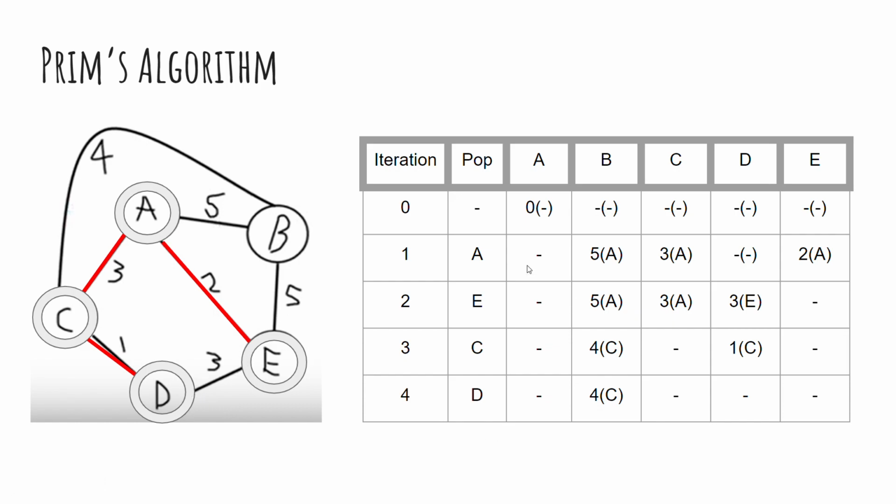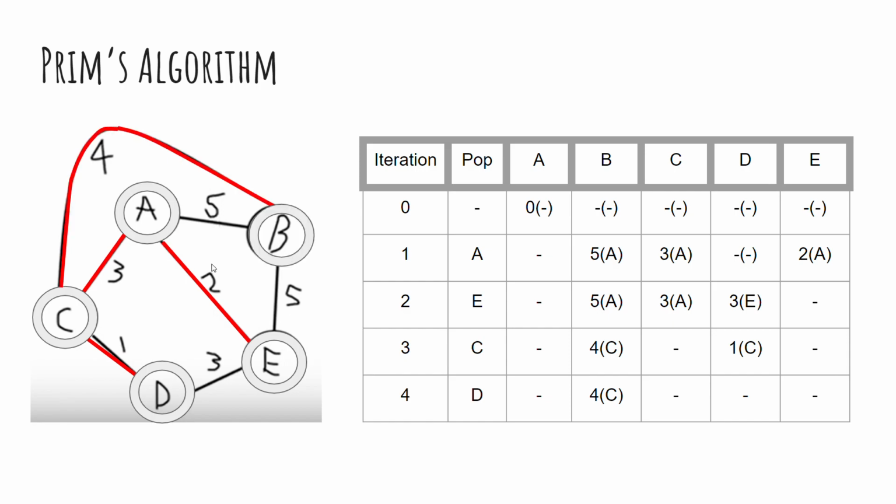And so note that after we pop A, we just don't need to consider the edges to and from A. And similarly after we pop E, we won't worry about the edges or edge distances to E. And similarly for C, and now for D. And then finally we'll pop B, and so that's how we get our minimum spanning tree.